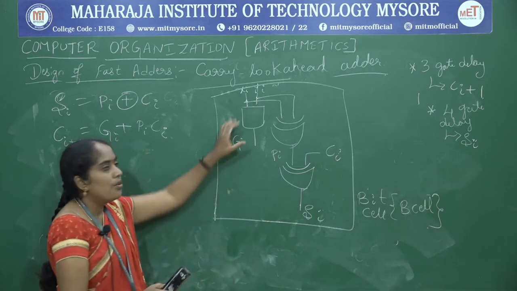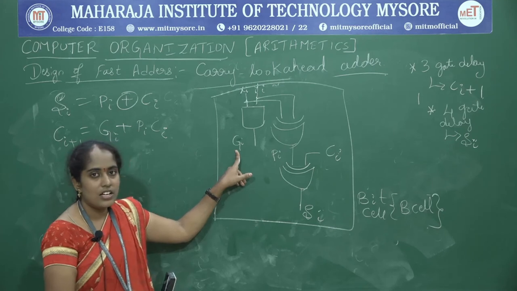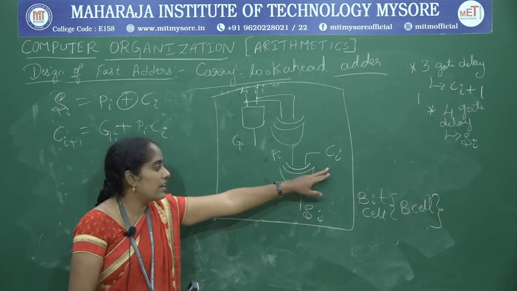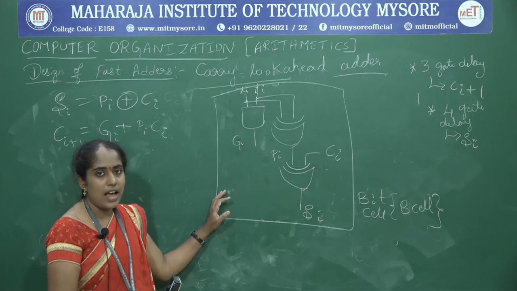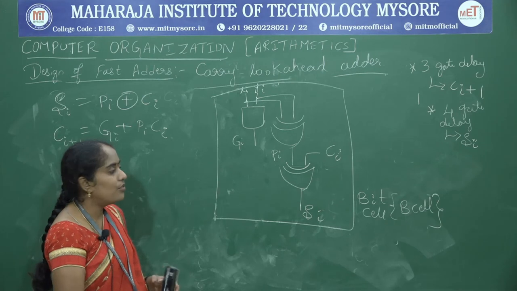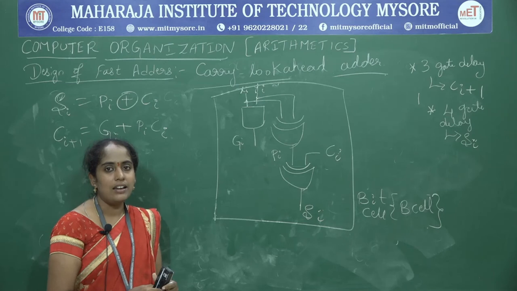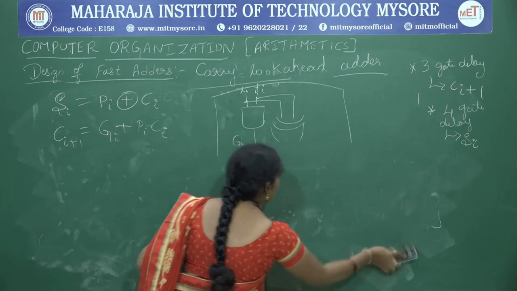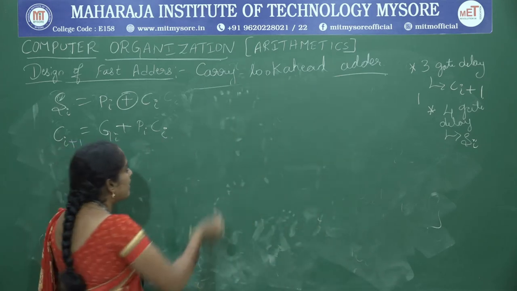Here we have one AND gate and two XOR gates. So here we have the generate function, propagate function, sum and the carry. Totally we call it a bit cell. By using this you can add the numbers. So this is for 2 bits. Now write the 4 bit carry look ahead adder. Now write the diagram for the 4 bit carry look ahead adder.